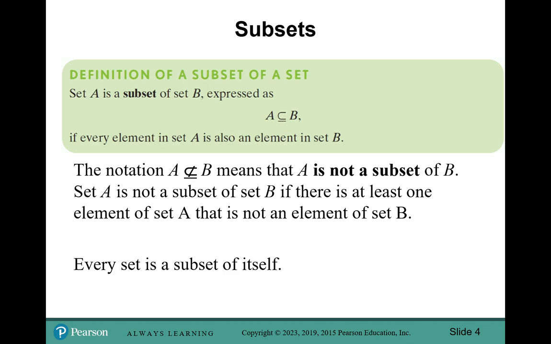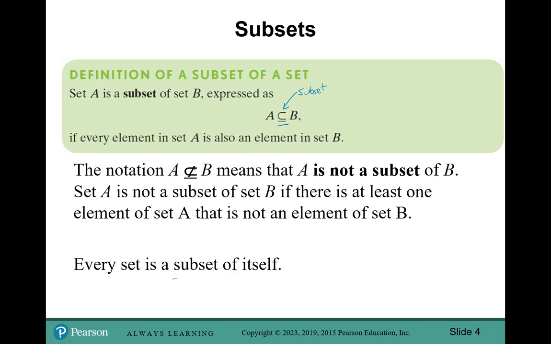Now, the definition of a subset of a set is the first thing we will look at. Let me get my pen set up here. Set A is a subset, this meaning subset, of set B if every element of A, or in set A, is also an element in set B.